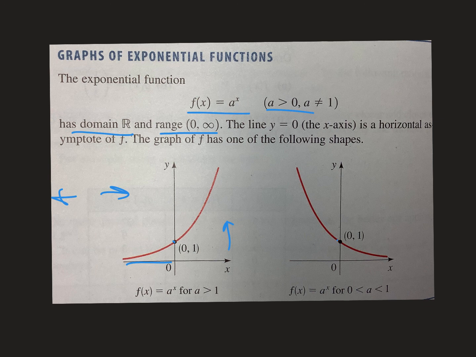Okay, so if a is bigger than 1, it's going to go up from left to right. If a is less than 1, or a fraction, it's going to go down from left to right.